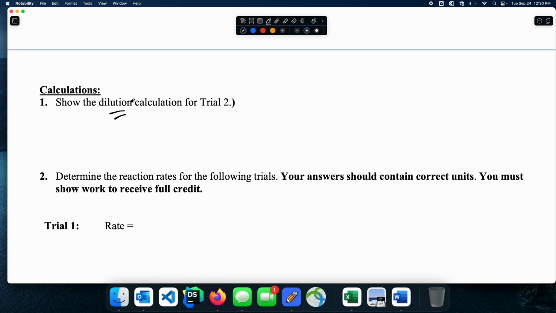When we're doing dilutions, what we know is M1V1 is equal to M2V2, or it's the same thing as C1V1 is equal to C2V2. Same equation, where this is molarity and this is concentration. A molarity is a concentration. All right, so let's look at scenario number 1. For trial 2, I'm going to go back up and look at trial 2.